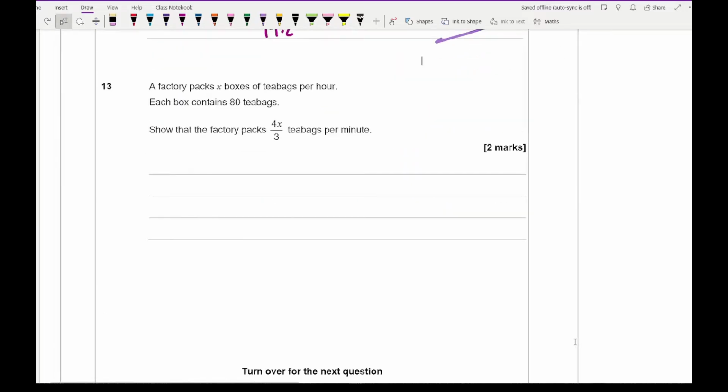Moving on to question 13, it says that a factory packs X boxes of tea bags per hour. Each box contains 80 tea bags. Show that the factory packs 4x/3 tea bags per minute. Well, for this, we know that there's going to be 80 times X, and we want to work it out per minute, so I divide that by 60. So all I need to do is simplify this expression. So I divide by 10, and I can divide by 2, which ultimately leaves me with 4x/3, which is exactly what they wanted me to show.